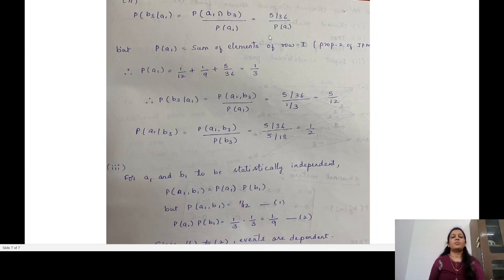I know that P of A1 is nothing but my input probability, and A1 is the first symbol. So I will add up all the elements of the first row to obtain P of A1. That is according to the second property of the joint probability matrix. Now P of A1, by adding the first row elements, will be equal to 1 divided by 3. So substitute it over here: 5 by 36 divided by 1 by 3. That gives me 5 divided by 12.